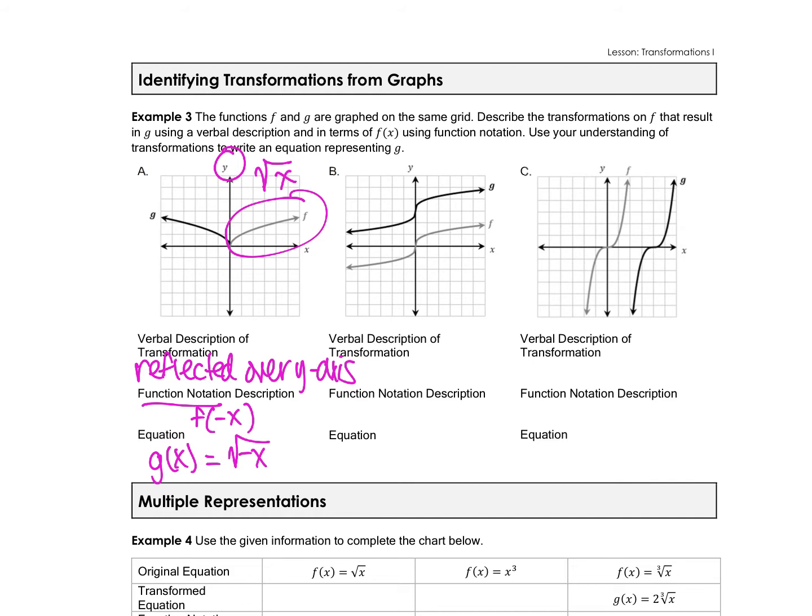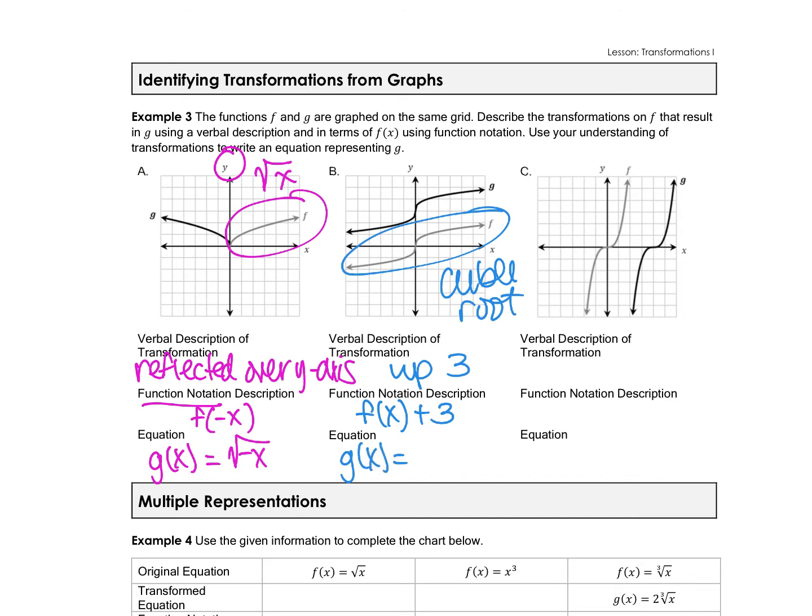Okay, so looking at the next one, so your f is your original, so f is your parent function. Notice that is cube root graph. Notice it went up 1, 2, 3. So your function notation, you're leaving it with f of x, which is your original, but you're going up 3 with it, so it would be on the outside, so the plus 3. The equation, you're using g, and we're doing the parent function, cube root of x, and we're adding 3 to the outside of the radical.